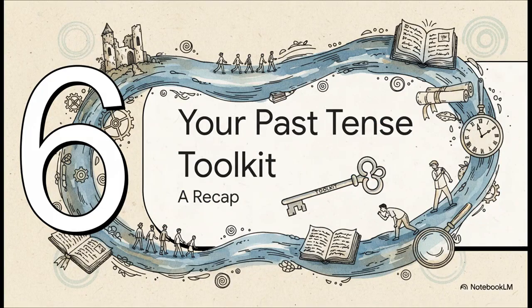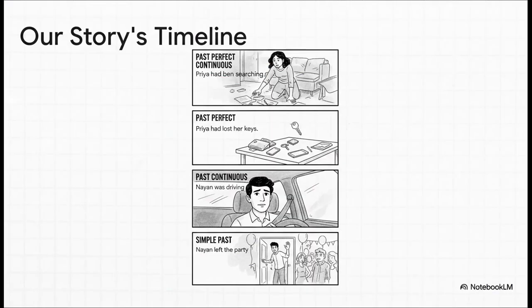All right, let's wrap this all up and bring it back to our story. Here is your complete past tense toolkit, all laid out and recapped through the story of Nayan and Priya. Just look at how each of these pieces built our narrative. We started with the simple past. "Nayan left." That's our main event, the core of the story. Then the past continuous. "He was driving." That sets the scene, gives us the background.